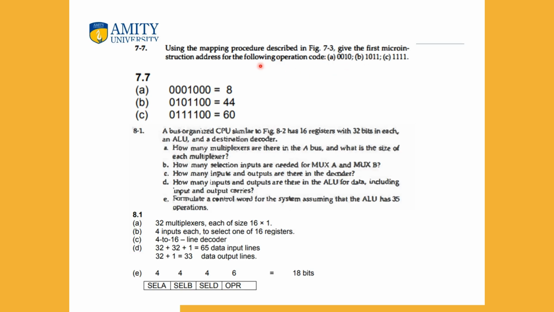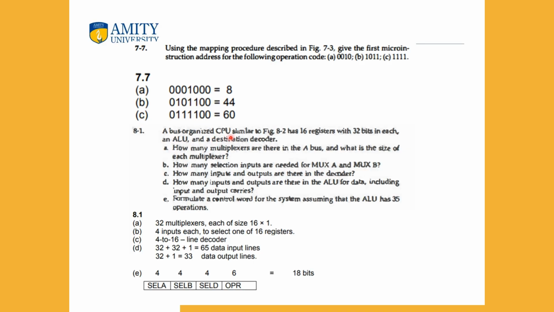This is basically done to increase the size of the format from the OP code, from 16 bits to 128 bits, because it goes from 4 bits to a 7-bit selection. All you're going to do is add a 0 to the left and 2 zeros to the right. That way it increases the mapping. This is the mapping procedure.